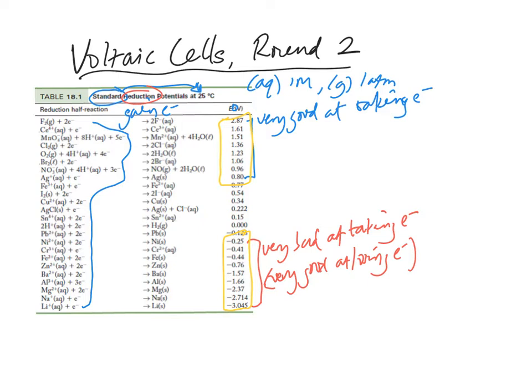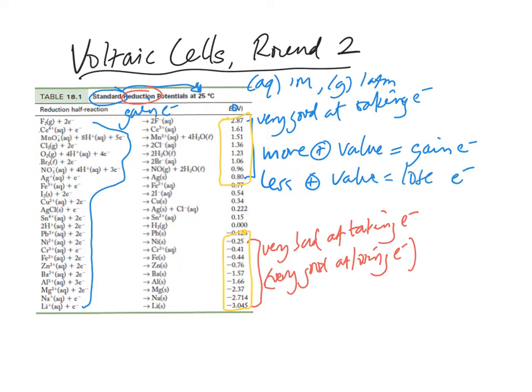So, let's change colors there. The more positive value equals gain electrons, and the less positive value is going to lose electrons. And because it's going to lose electrons, that means we're actually going to have to reverse the reaction when we go to write it, because it's not going to be going through the process that's listed here. It's going to be going through oxidation. So given any two metals, we should be able to mix and match them to figure out how this works.